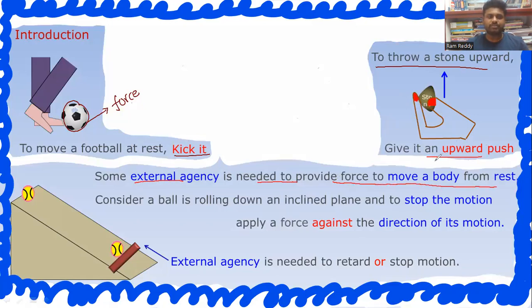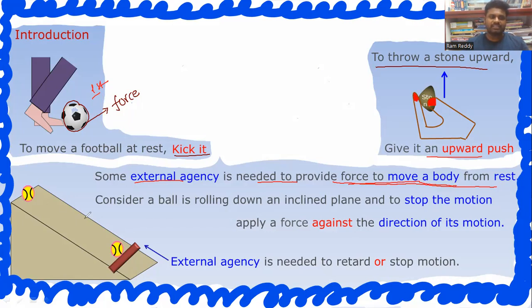Okay, so what we observe with the two examples is that in the first case the ball is at rest, and in the second case the stone is at rest. Now we want to change these two positions from one place to another. Definitely, some external force we have to give the body in order to move it from rest. That we can observe from these two cases.